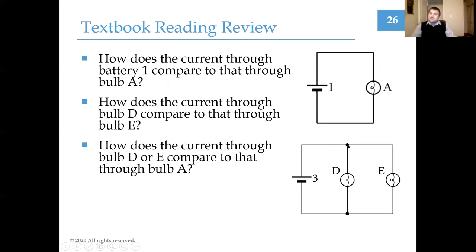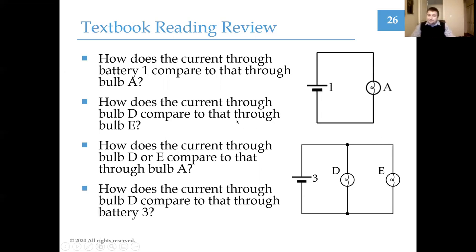All right. How does the current through D or E compare to bulb A? Again, we motivated this: the idea that from the perspective of a single electron, all of these paths are equivalent. All the paths that these electrons can take are essentially one bulb, one battery paths. So the current through D is the same as the current through E, which is the same as the current through A. This therefore implies something a little bit strange because we have this junction here.